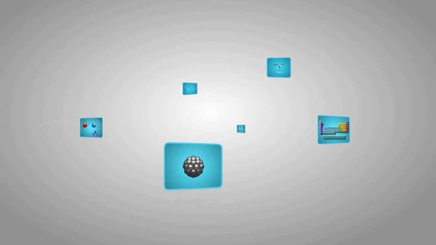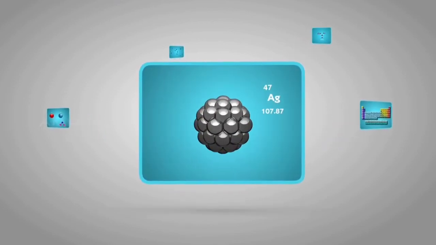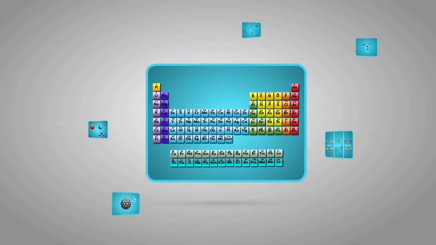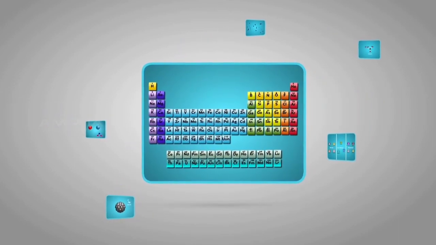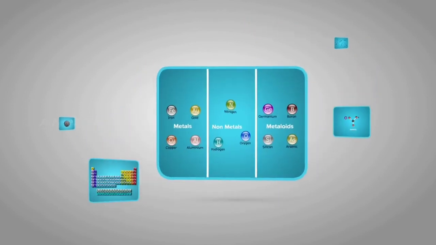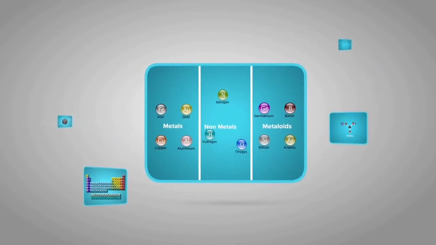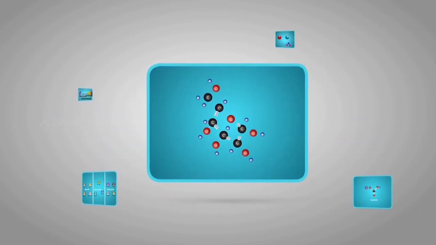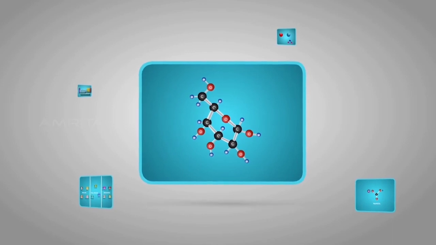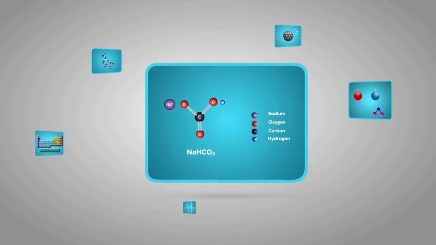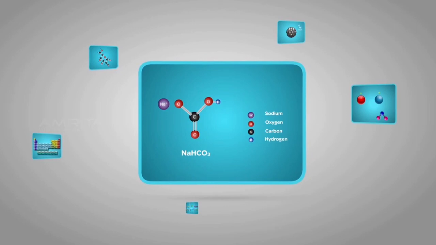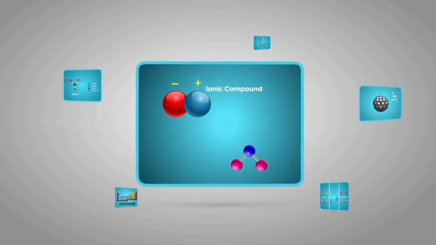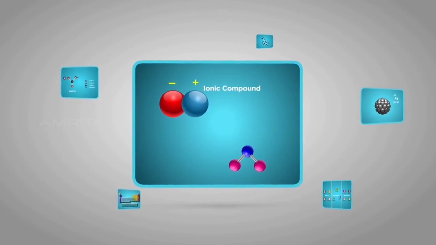So let us summarize what we have learned in this module. First, elements are the simplest form of matter and are made up of the same kind of atoms. In the periodic table, elements are arranged in the increasing order of their atomic number. Elements are classified into metals, nonmetals, and metalloids. Next, compounds. A compound is a substance composed of 2 or more elements chemically combined with one another in a fixed proportion, and these compounds are classified into ionic compounds and covalent compounds.